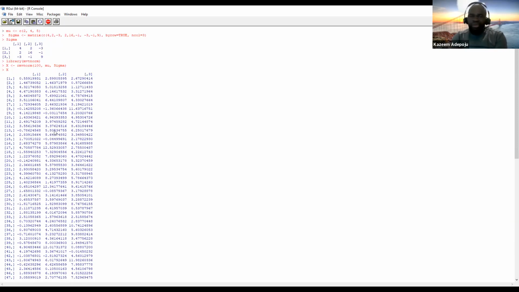Now let me tell you this. This is a multivariate data set now. What I'm trying to tell you is that this is the variance covariance of it, a covariance matrix for this data set. In statistics, when you are given a multivariate data set, you can actually generate your covariance matrix.